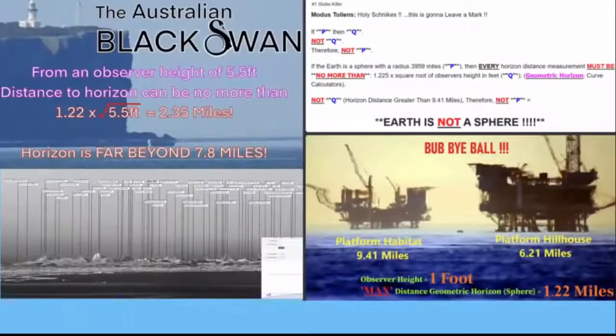About 30 seconds left. Oh, yeah. All right. I'm going to hit you really fast. So basically, we test the idea, is it actually 3,959 miles? So the equation is 1.225 times the square root of the observer's height in feet. That's where you should see the curvature of the Earth blocking your view if it's in fact a globe. Right here, 1 foot should be 1.2 miles, is over 10 miles. Right here at 5 feet should be 2.3 miles, over 7.8 miles. These right here should be blocked by over 2 miles, these mountains on the bottom left. All of these debunk the globe, falsify the radius value.